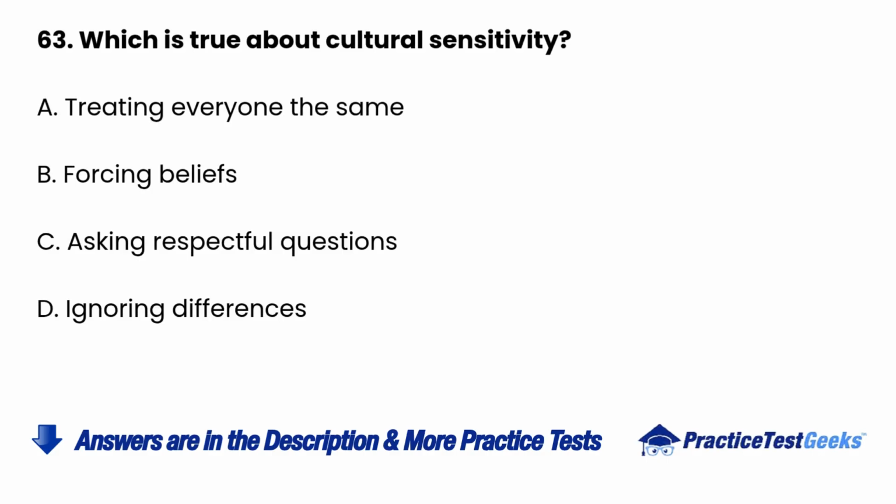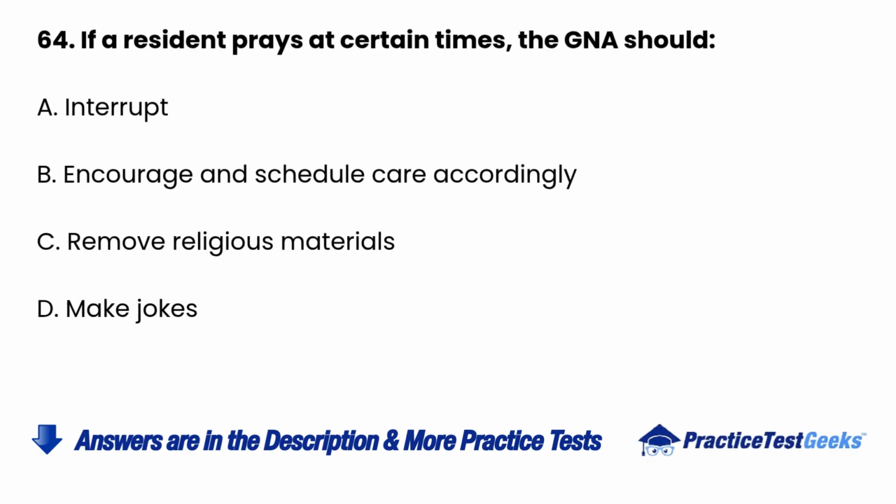63. Which is true about cultural sensitivity? A. Treating everyone the same. B. Forcing beliefs. C. Asking respectful questions. D. Ignoring differences. 64. If a resident prays at certain times, the GNA should A. Interrupt. B. Encourage and schedule care accordingly. C. Remove religious materials. D. Make jokes.